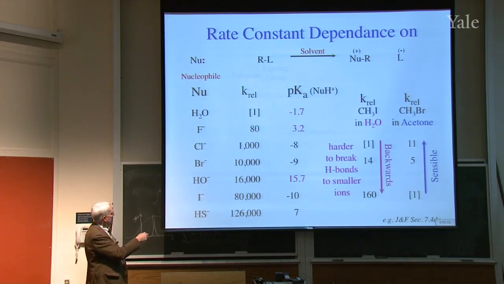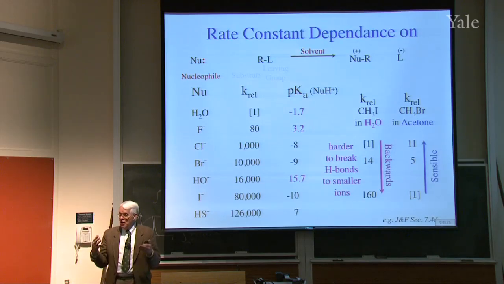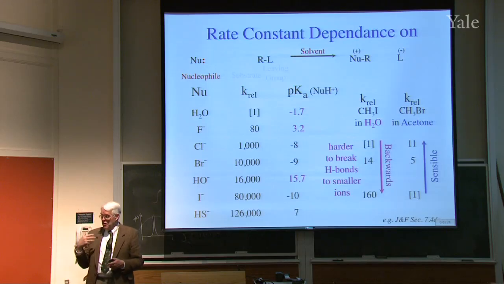So as the ions get big, like iodide, then they're not very much hydrogen bonded, and even though they're not so good at attacking protons, they're in fact better at attacking carbons because you don't have to break the water away.